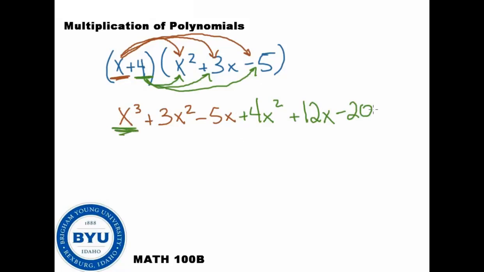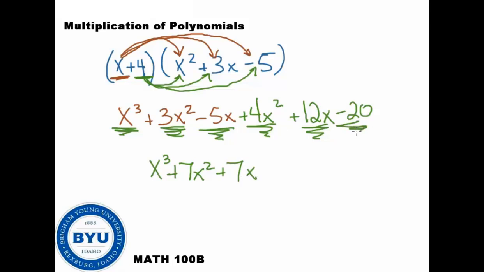X cubed, no other x cubeds, so I'm just going to write it, x cubed. X squareds, here's 3x squared and 4x squared. That's 7x squared. Negative 5x and plus 12x, that's plus 7x. And then what about just the numbers? This is the only number available, minus 20. So again, we use super distribution to answer these questions. To the boards!